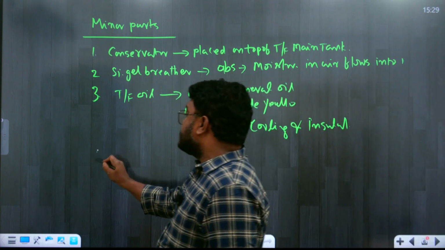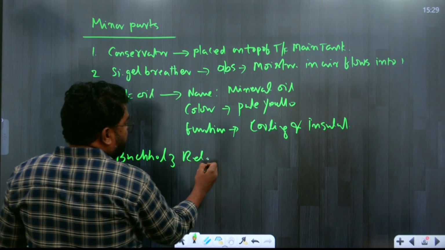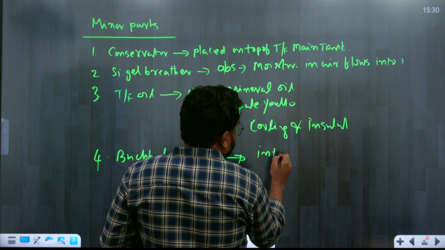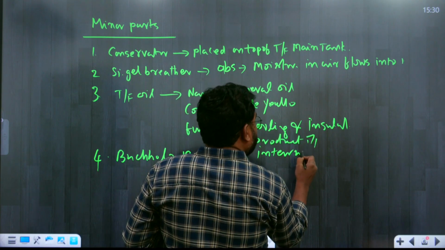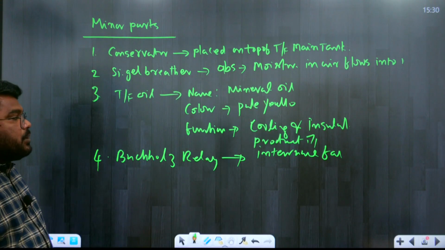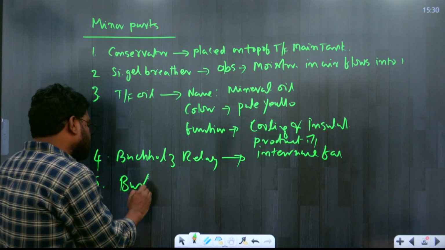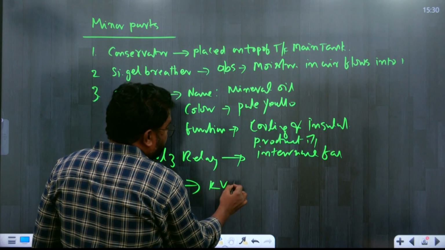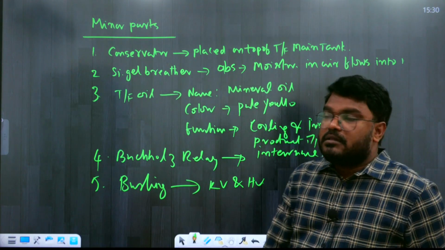And one more point, the Buchholz relay. It protects the transformer from internal faults. It is a gas actuated relay. And another part is the bushings. Bushings are nothing but the incoming and outgoing terminals, the LV winding terminals and the HV winding terminals. These are the bushings of the transformers.